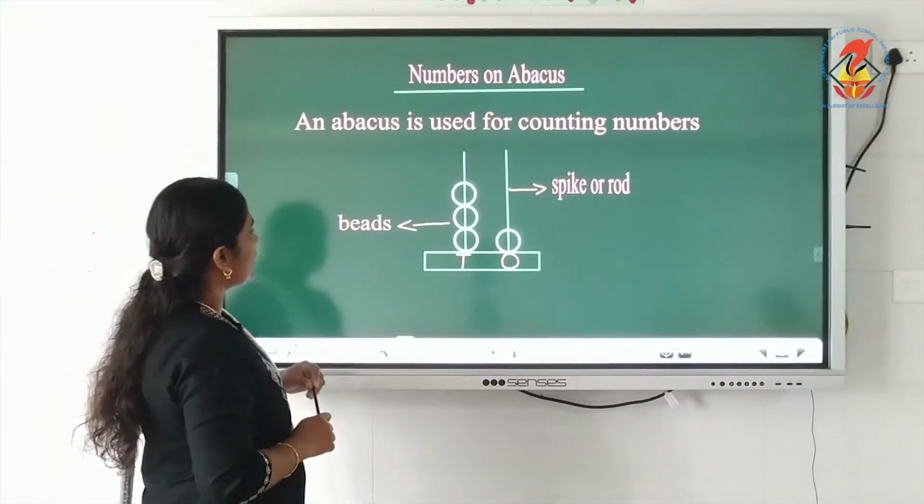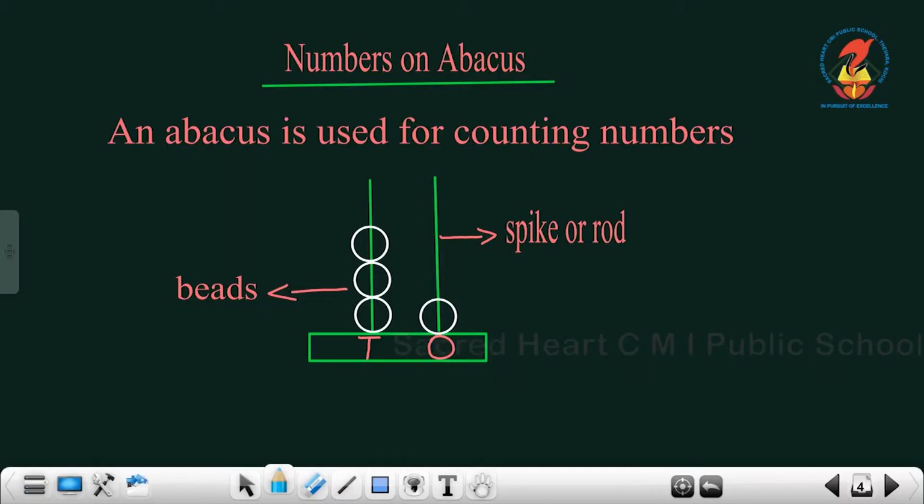Okay, now children, look at the picture. This is an abacus, and here this line is called spike or rod. These lines are called spikes or rods, and these are the beads on abacus. Okay children, and here we know the place values. This is the ones place and this is the tens place.